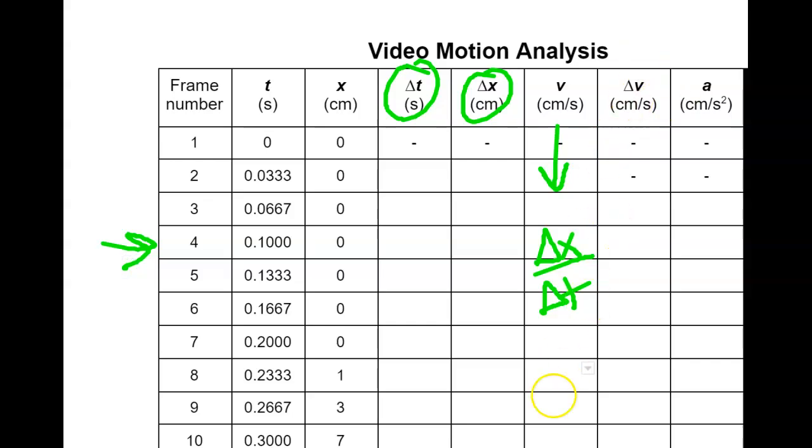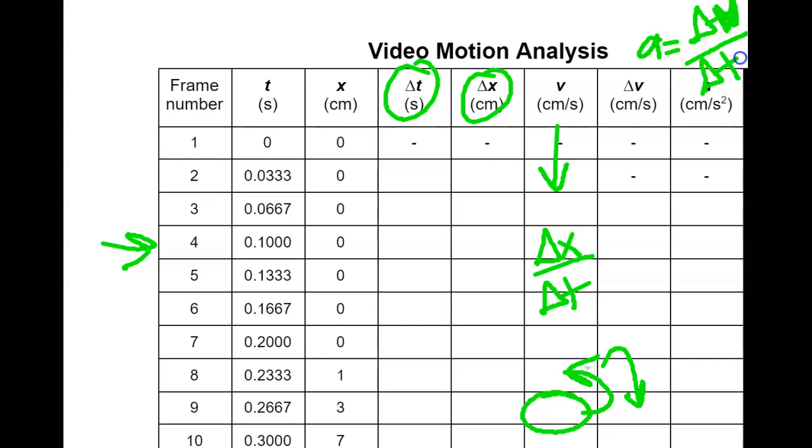And then for my change in velocity, I'm just going to subtract those two. So I'll take the value here and subtract it from there, and that will give me this value there. And acceleration then becomes the change in speed over the change in time. See if you can figure those out. If not, we'll go into that more tomorrow. But do your best to fill in those blanks.